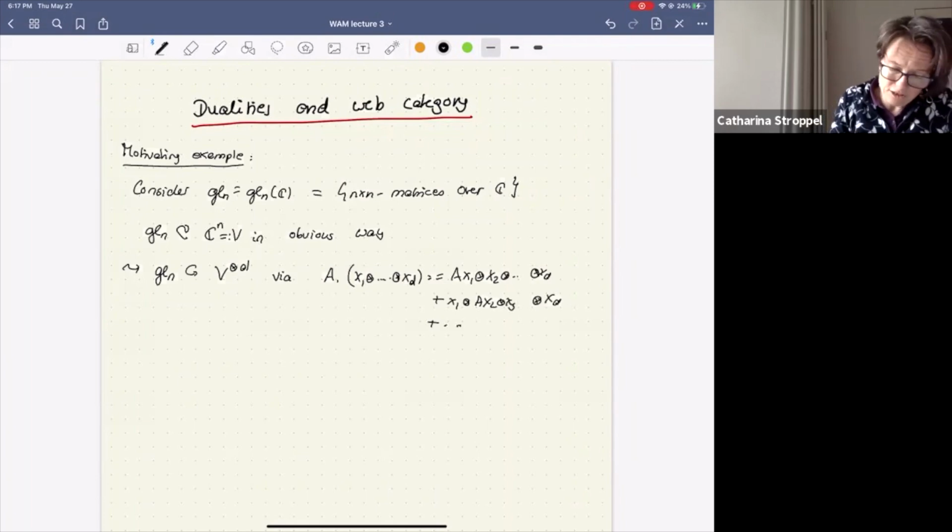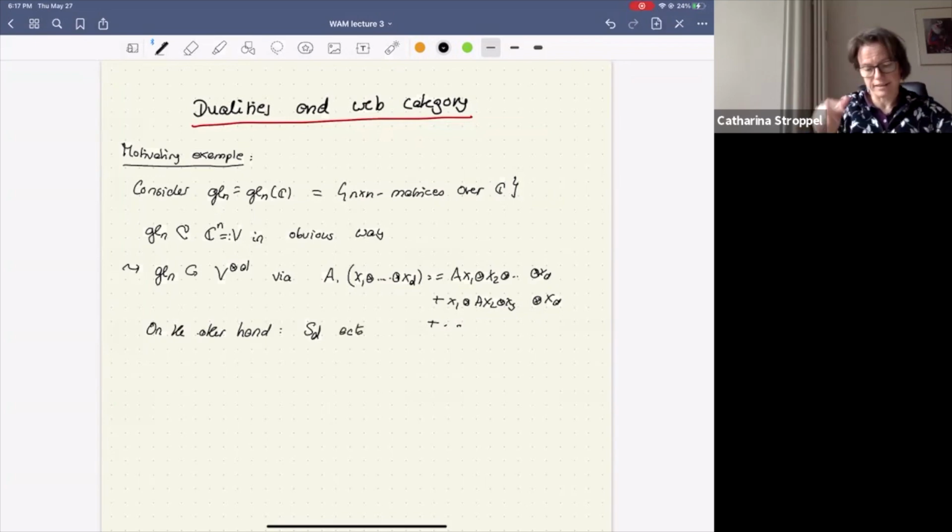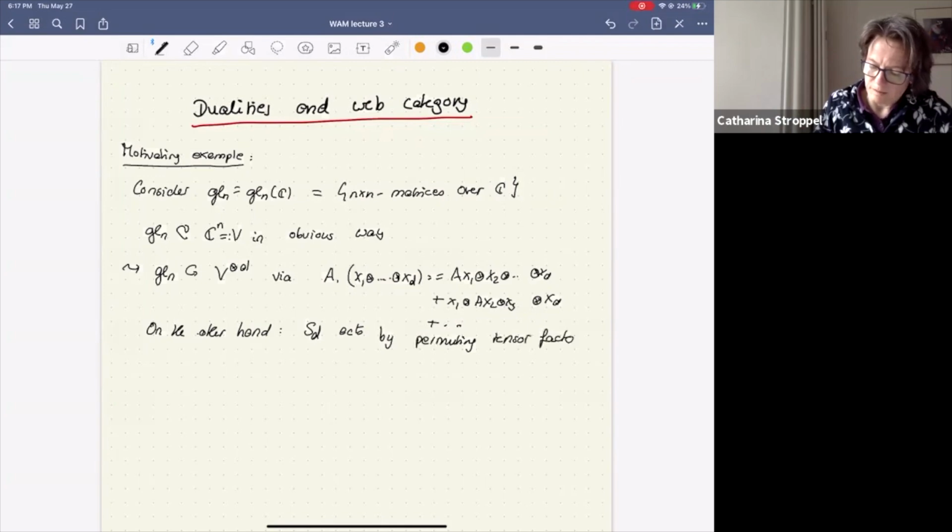So I have this action, and on the other hand, I have a symmetric group action on this. S_d acts. So how does S_d act? I can take the tensor factors and just permute them. And so if you look at this action of GL_n, you see I act somehow on each factor in the same way. So that means when I permute first and then act, or when I first act and then permute, it's the same thing. So these two actions commute.